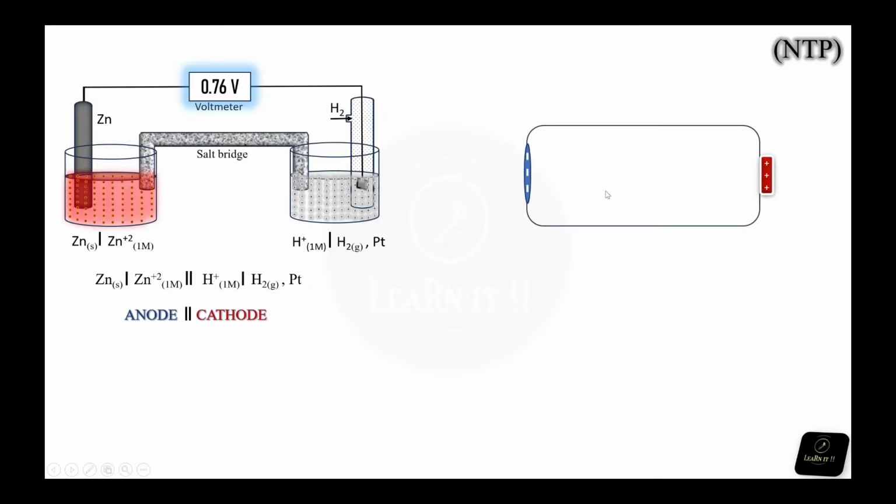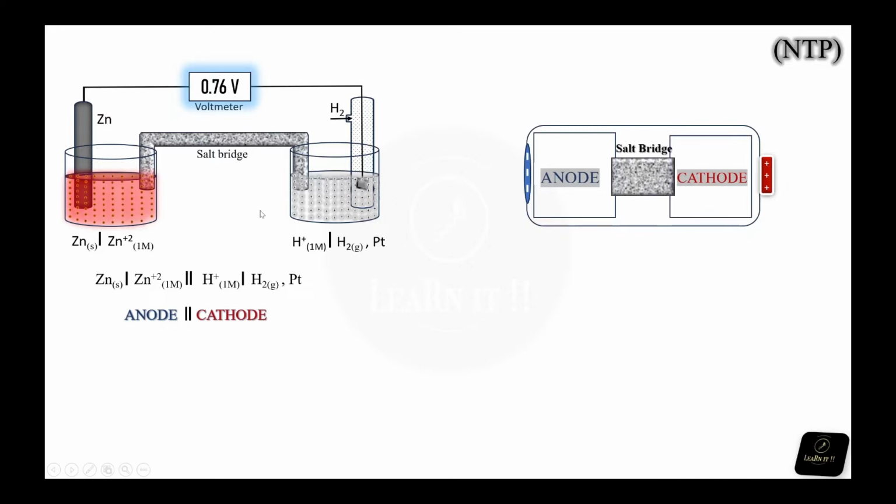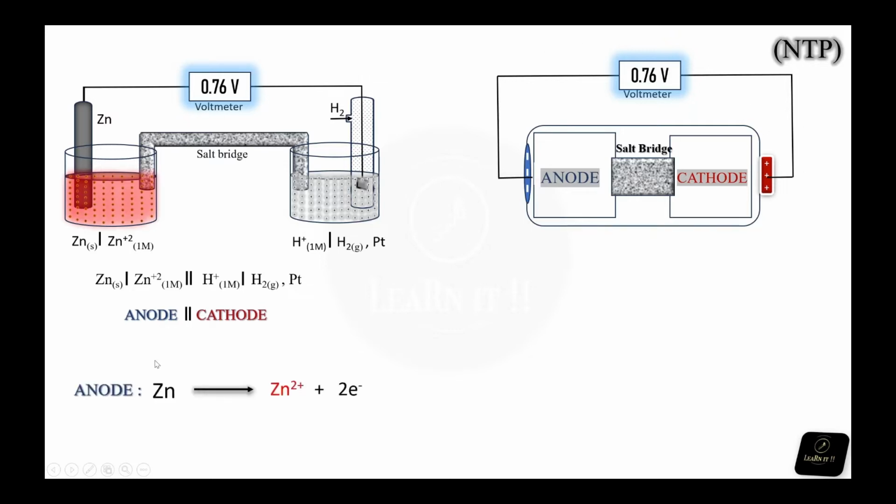I have already told you this is a cell. If we take the cell made up of anode zinc and cathode hydrogen, which are connected by a salt bridge, it will measure a voltage of 0.76 volt. But in reality, it doesn't exist; it is a hypothetical cell. The anodic reaction is oxidation, that is, zinc converts into Zn plus 2 ion and gives 2 electrons. So the concentration of this anodic solution increases.